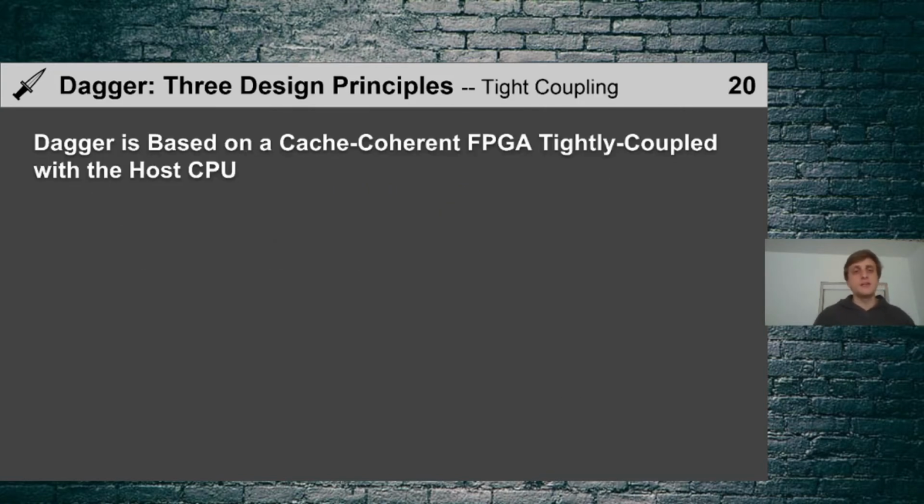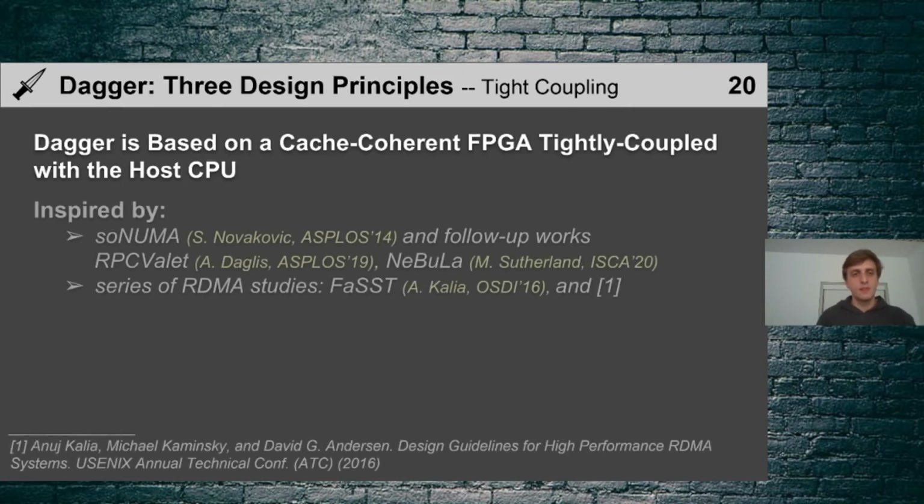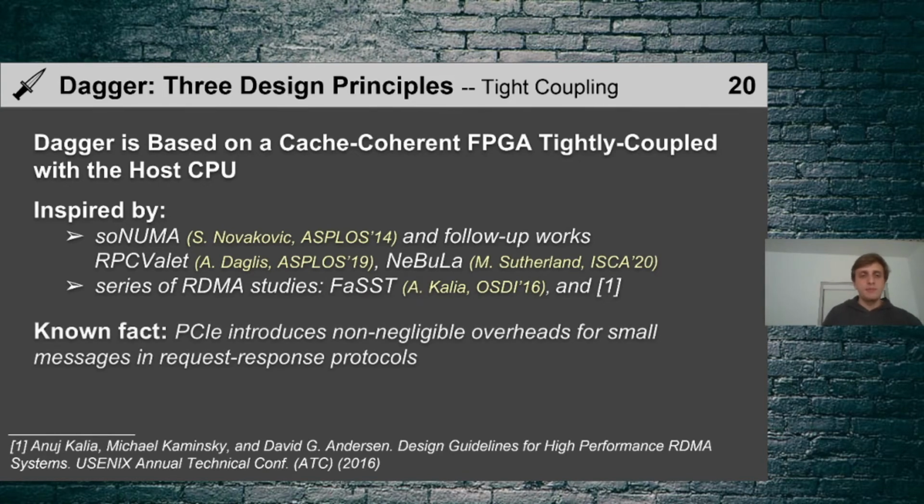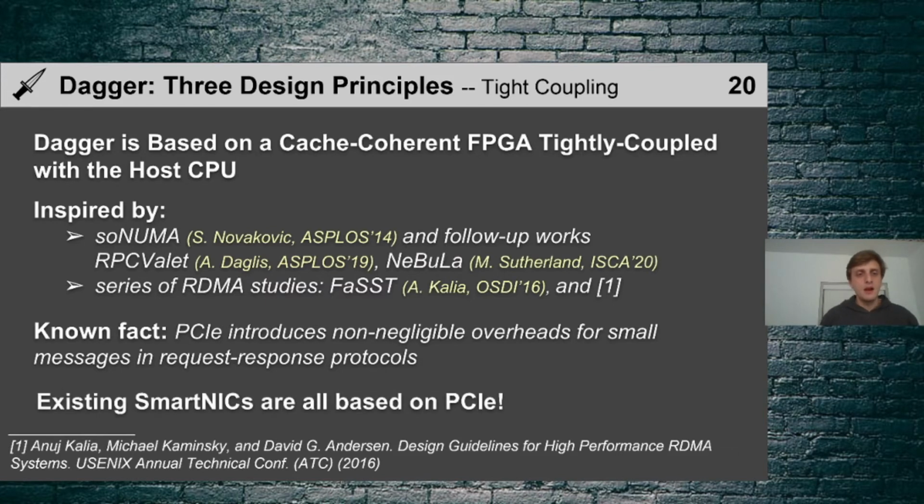The third and final design principle of Dagger is tight coupling. Dagger is based on a cache-coherent FPGA tightly coupled with the host CPU. This design principle is inspired by the scale-out NUMA work and a series of RDMA studies showing that PCI Express introduces non-negligible overheads, especially when it comes to delivering small messages in high-performance request-response protocols. Unfortunately, existing smart NICs, including FPGA-based smart NICs that could have potentially been used as the physical medium for Dagger, are all based on PCI Express, and they all suffer from these overheads.